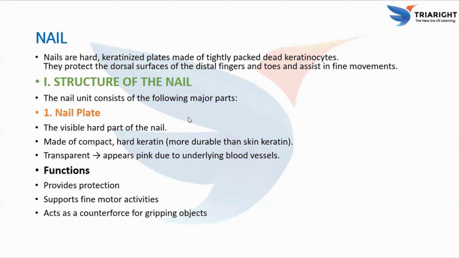The nail unit consists of several major parts. The first part is the nail plate. The nail plate is the visible hard part of the nail. It is made up of compact hard keratin, which is stronger and more durable than the skin keratin. It is naturally transparent, but it appears pink because of the blood vessels beneath it. Whenever the blood circulation is poor, the nails may appear pale or bluish due to lack of oxygen.